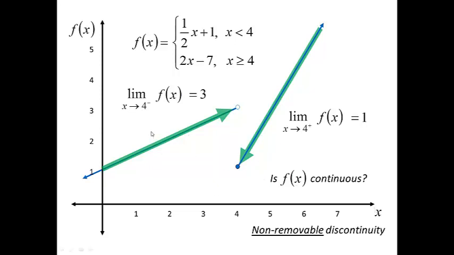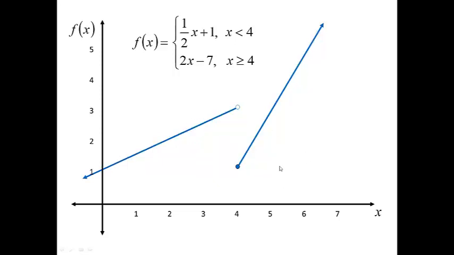Let's make this a little bit more interesting here. Let's make this a two-sided limit as x goes to 4. Two-sided limit. What would be the limit as x goes to 4 for this function? Think about it for a second. Give me an answer.